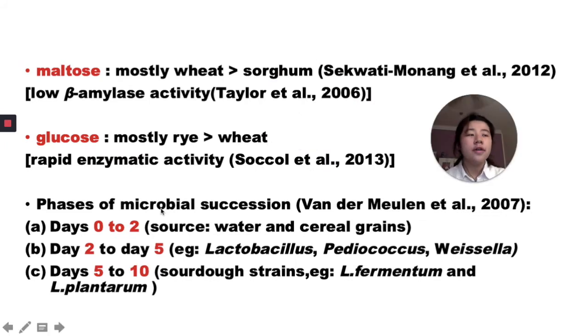And all these changes of sugar in sourdough starters are due to the phases of microbial succession, whereby from day 0 to 2, the microbes are sourced from water and cereal grains, and after that, some typical microbes will be Lactobacillus, Pediococcus, and Weissella. As for the last 5 days, the sourdough starters are usually dominated by sourdough strains. For example, Lactobacillus fermentum and Lactobacillus plantarum.